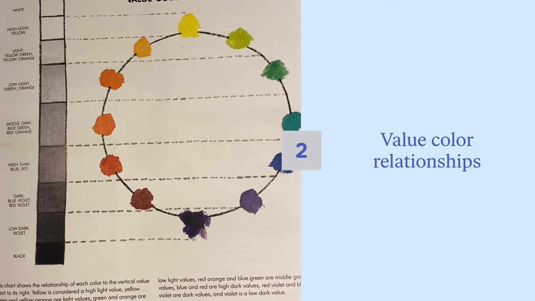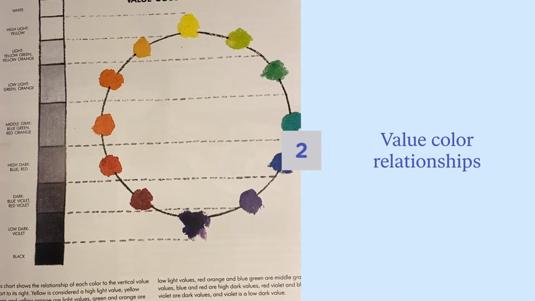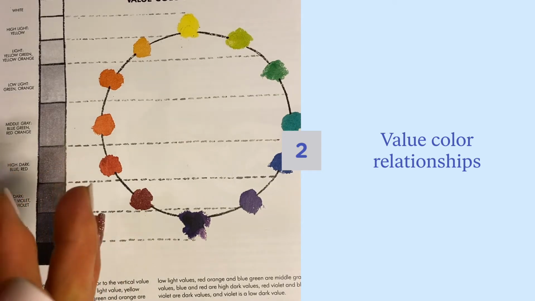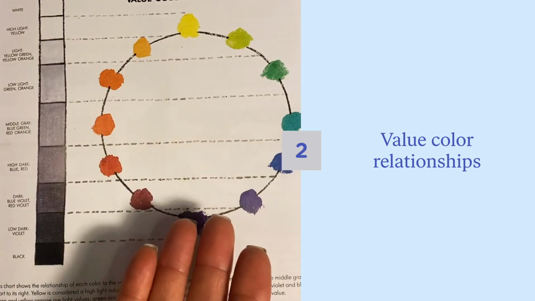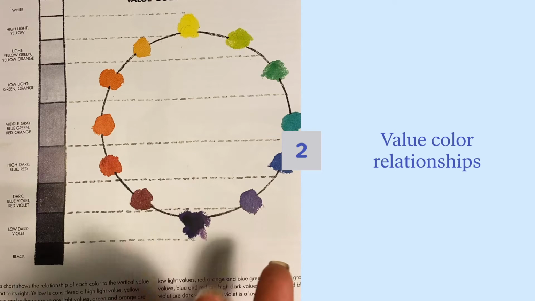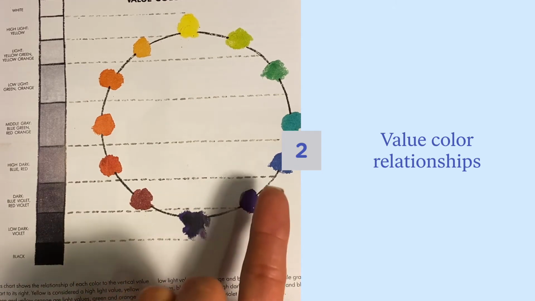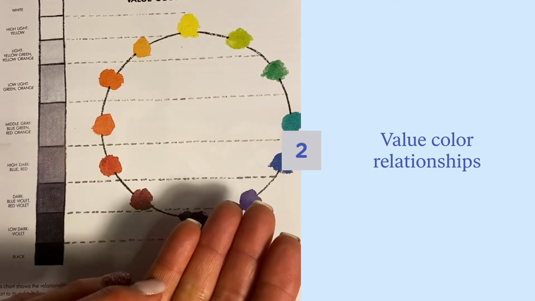So let's use this value color relationships chart as a visual. Color and value are generally thought of as separate, but actually every color has a specific value. Generally speaking, yellow is the lightest value color and violet is the darkest. Red, orange, and blue-green are considered middle value colors. But within each family of colors, these values don't always hold true. For instance, red violet over here is considered a dark value.